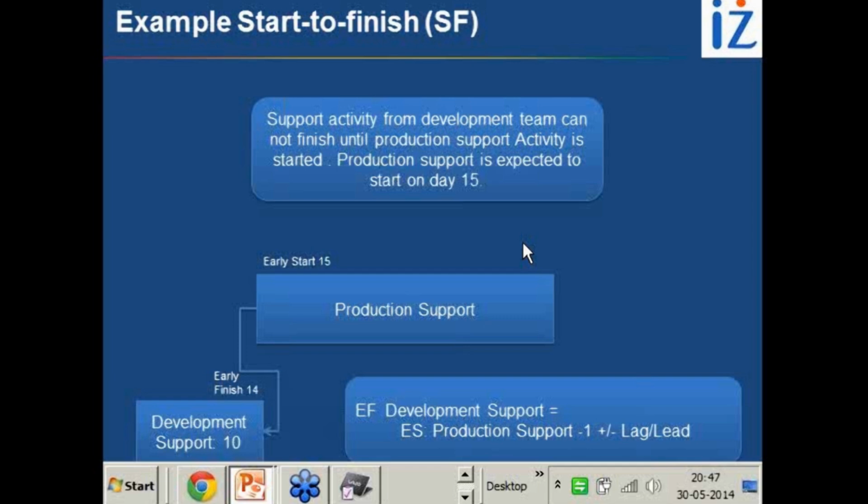I'm not expected to run in parallel unless there is a lead and lag, but I should know that from the next point the next person is taking control. I should know, else I will not finish. I cannot force the next person to take control. I cannot say that I am finishing on day 14. Production guys, you must be there on day 15, else the product will crash.